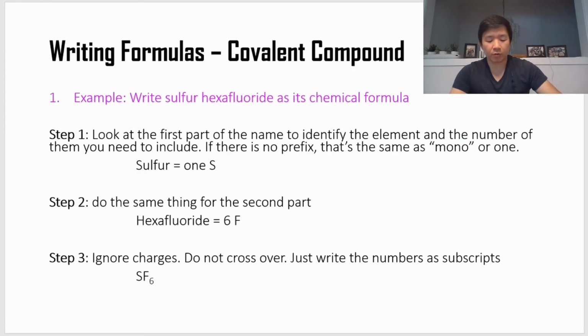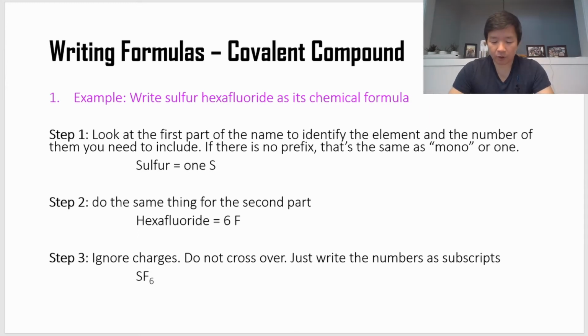Okay, so now that we've done writing formulas for ionic compounds, we're going to go ahead to covalent compounds. Now, one easy way to recognize covalent compounds is to take a look at the first element and the second element. If both of these elements are on the right side of the periodic table and they're both nonmetals, that means you have a covalent compound. Anything else, it's going to be ionic.